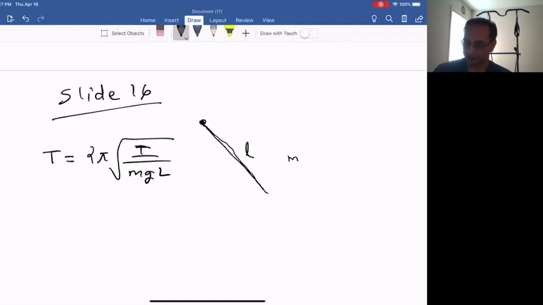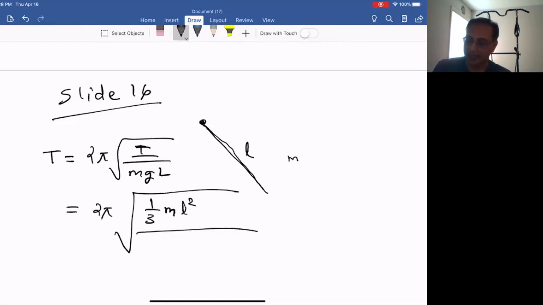Okay, so we need to figure out what I to use. So what should it be? Feel free to pause the video and see if you can figure out the correct I. So this rod is rotating about an axis which passes through the pivot point. That's the I that we need to use. So that I would be 1/3 ml squared. So we need to do 2 pi square root of 1/3 ml squared in the numerator, and in the denominator, we've got mg, and then we need to figure out what the capital L is.